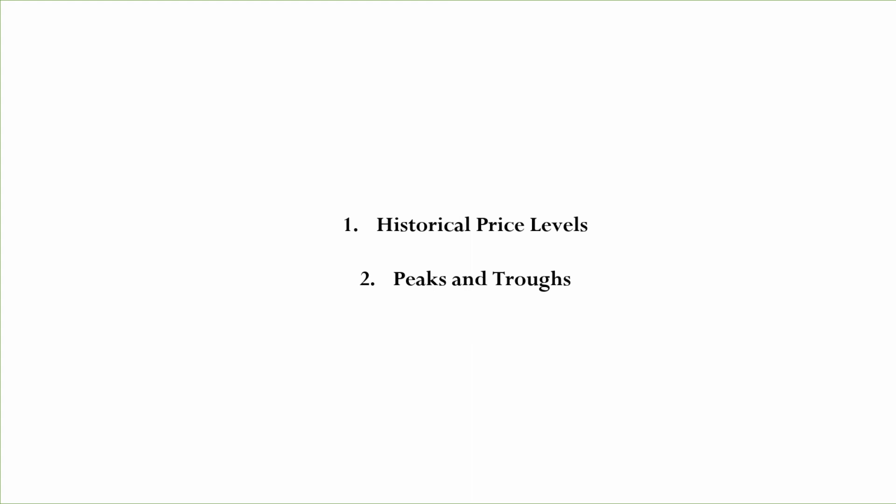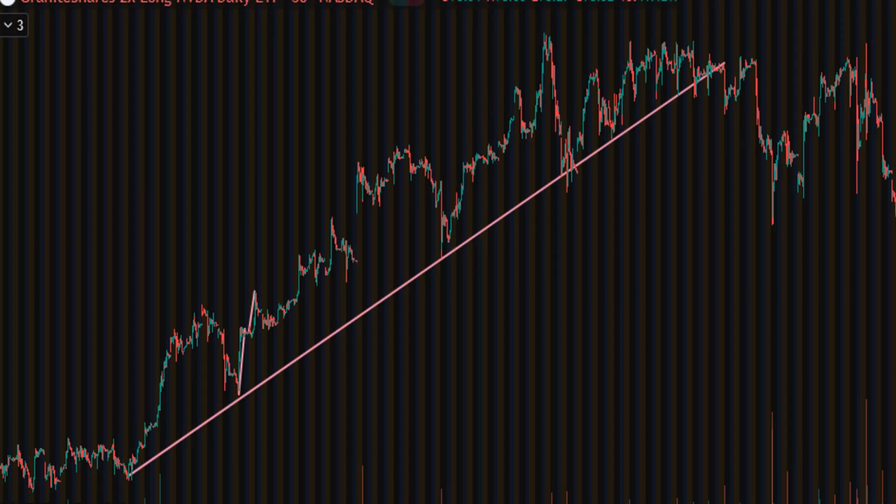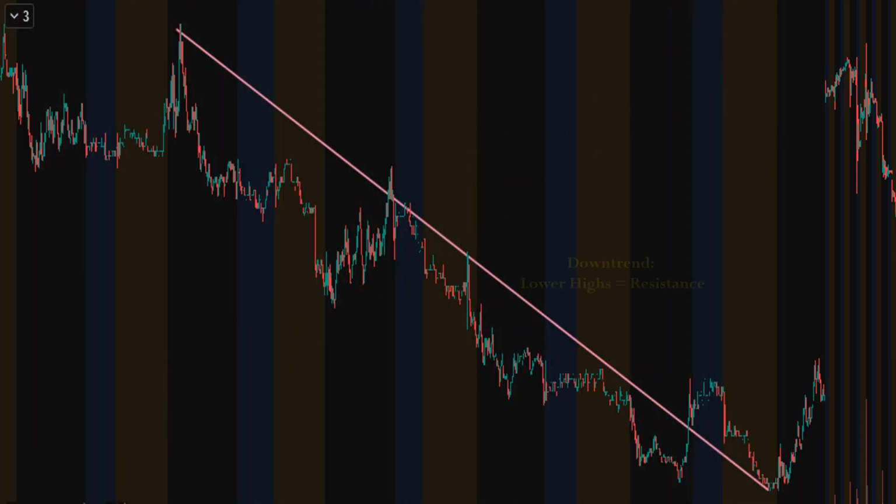Another way is using peaks and troughs. This is very straightforward. Simply mark visible highs and lows. The higher highs and lower highs serve as resistance levels, whereas the lower lows and higher lows serve as support. In an uptrend, higher lows act as support, while in a downtrend, lower highs act as resistance.